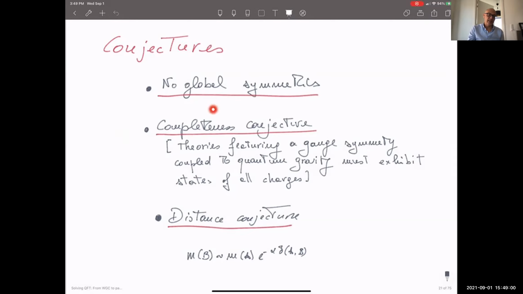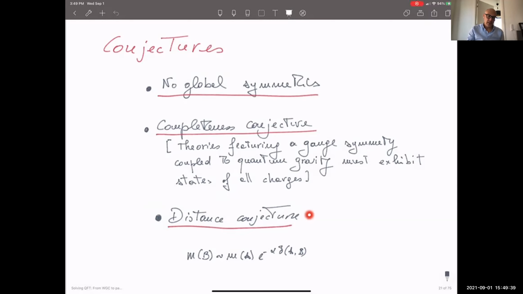Now, you can generalize this no global symmetry into the completeness conjecture, right? And the statement for that is below here. So theories featuring a gauge symmetry coupled to quantum gravity must exhibit all states of all possible charges. So this is another prediction that comes into place. In string theory, the no global symmetry conjecture is kind of trivial in the sense that any global symmetry is always gauged on the worldsheet. So effectively, no global symmetry is for free.